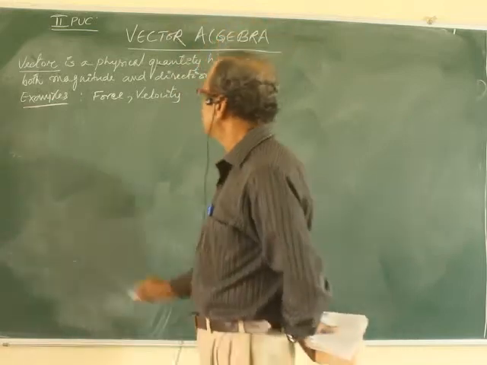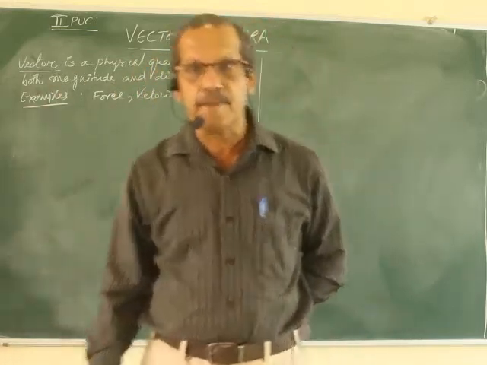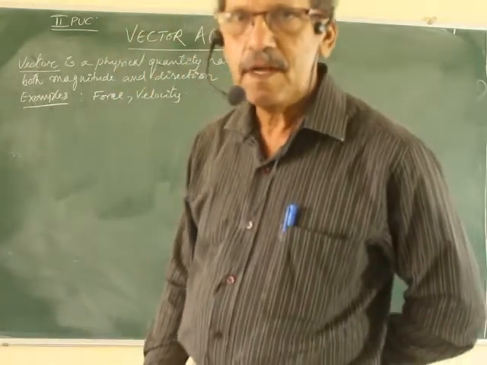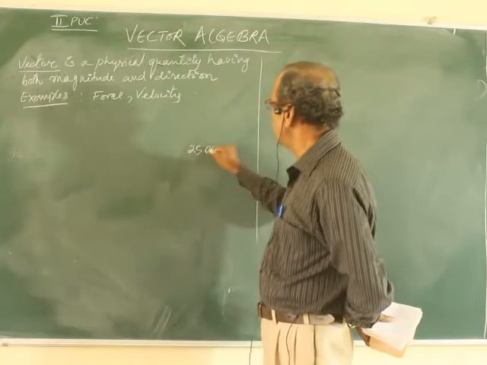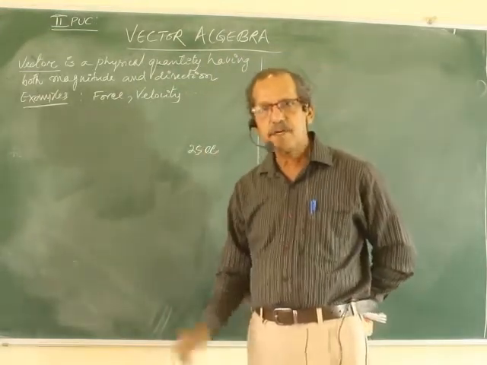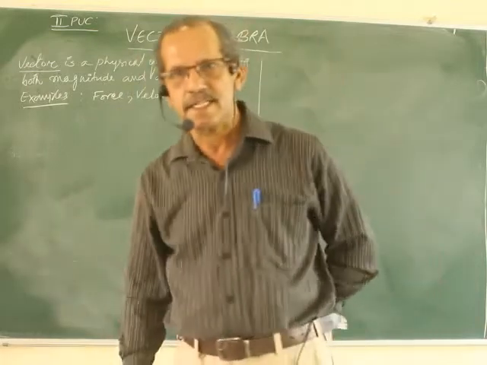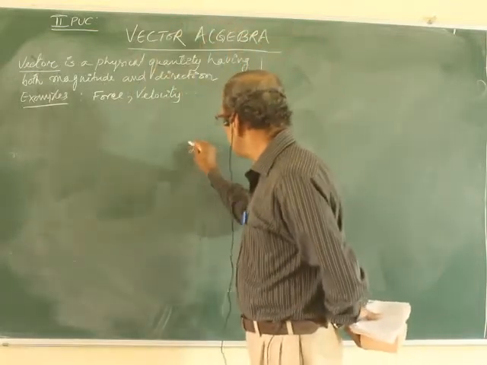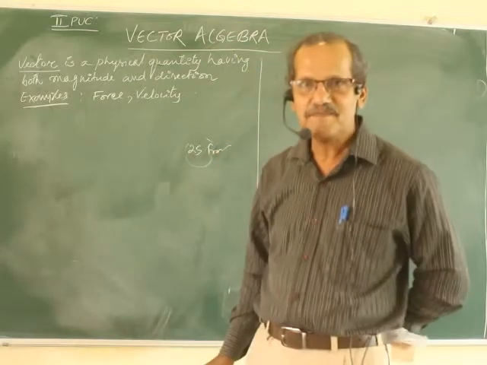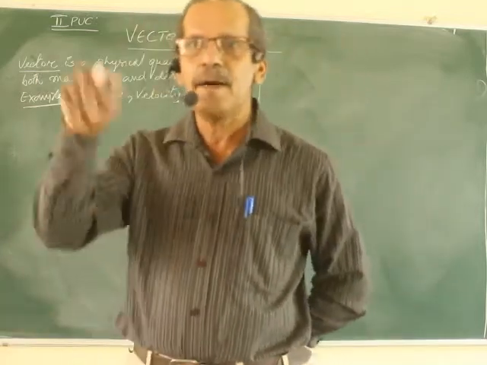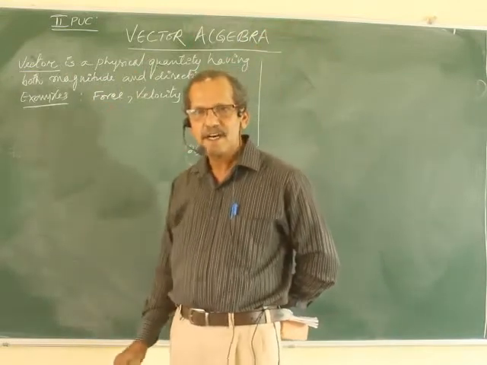Right? Next, how to represent the vector? Next question, very important. If it is a scalar, no doubt you just write 25 cc, finish, because it has only magnitude, no direction. But when you are representing 25 units of force, how to write that? Now we are coming back to the representation of the vector.